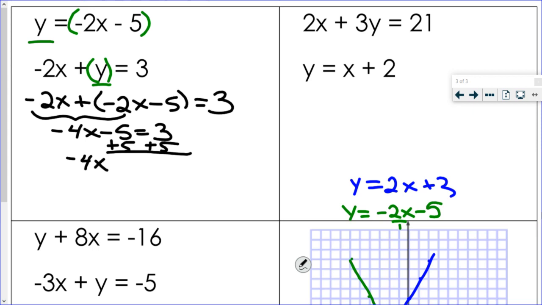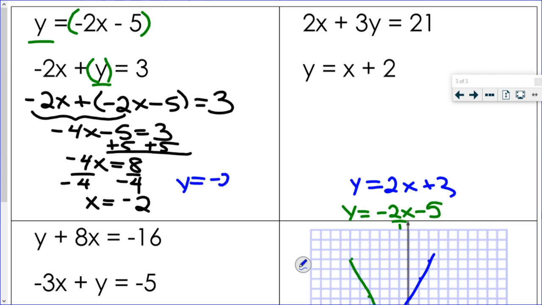Negative 4x equals 8. And then I'm going to divide by negative 4. So x equals negative 2, which it did on the graph as well. And then I choose either equation. I would probably choose the top one, because I always choose the top one, but it's also easier.